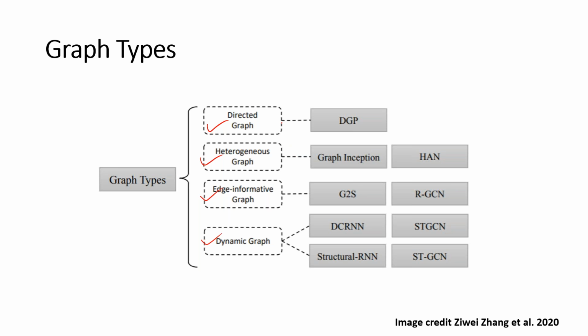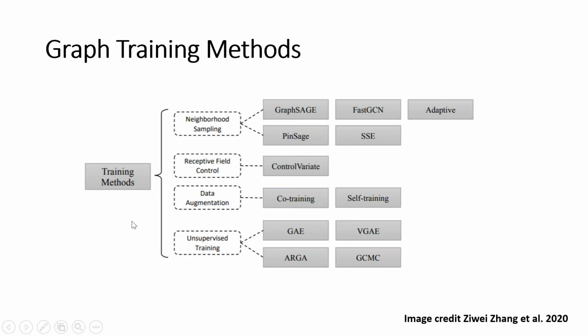Okay, so with a directed graph, we had DGP, heterogeneous graph with a graph inception, right? So edge informative graph, just to touch upon that, or probably just have an idea of this term, and these are graph types, and with that we have different graph training methods, right?